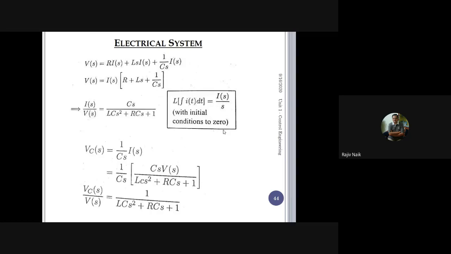No. Inductor is an inertia element. It is like your mass. So it has some inertia, and it stores energy just like a flywheel. But capacitor stores the energy not like a flywheel, but like a spring.